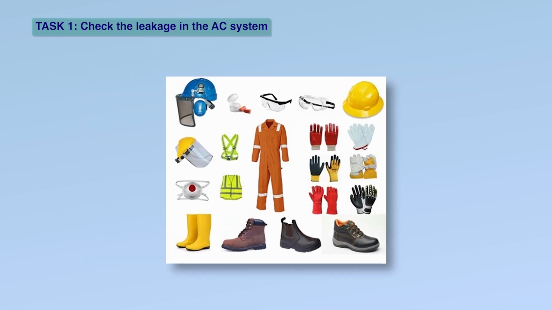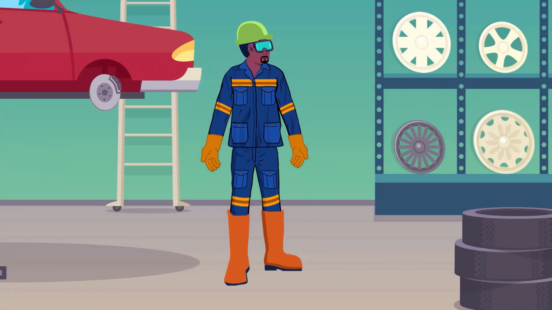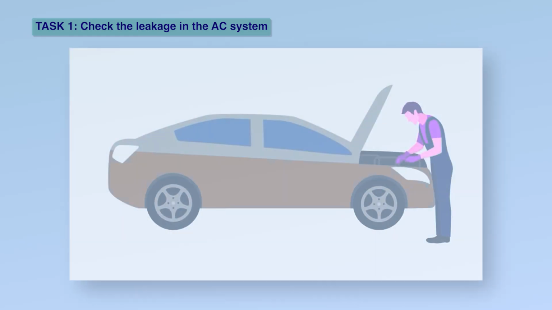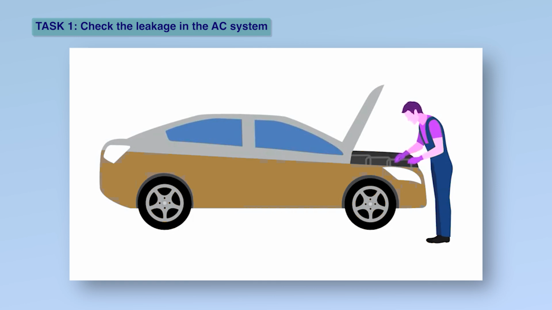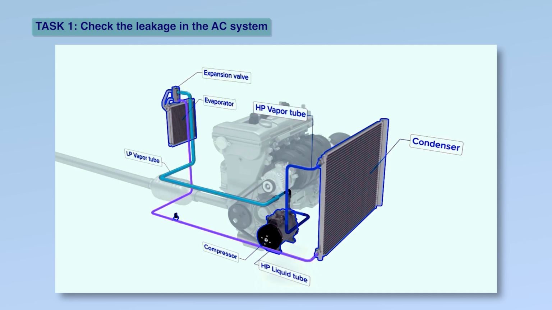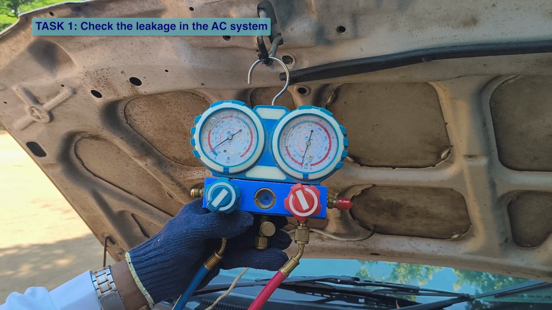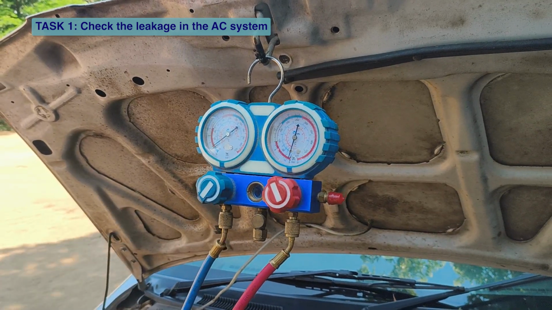Use safety gloves, goggles and lab coat or protective clothing to avoid exposure to refrigerants. Ensure the vehicle engine is off before starting any inspection. Familiarize yourself with car AC components: expansion valve, evaporator, low pressure vapor tube, pressure sensor, high pressure vapor tube, compressor, high pressure liquid tube, condenser, hoses. Use a manifold gauge to verify the refrigerant pressure and determine whether it is low.